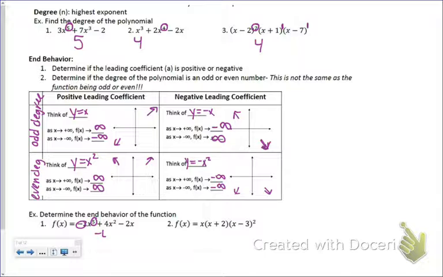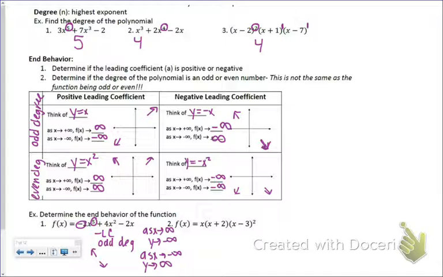So if it's a negative leading coefficient and an odd degree, my ends would look like y equals negative x, but we're going to write that end behavior the correct way. So we would say, as x approaches infinity, y is approaching negative infinity. As x is approaching negative infinity, y is approaching positive infinity.